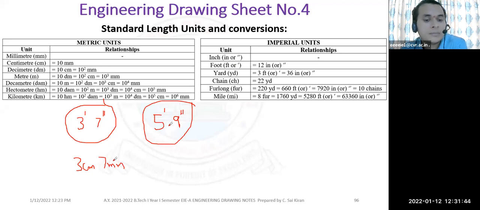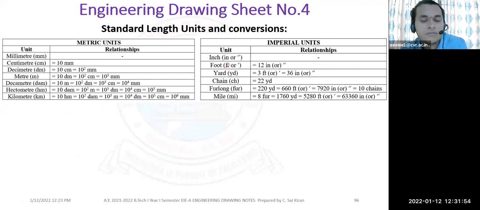Okay, instead of writing centimeters or mm, they don't use the letters. Instead of letters, they use symbols: 5 feet and 9 inches. Either you can write FT to represent feet, or you can use this symbol. Anything is correct; you can use this symbol or these letters, anything you can use.